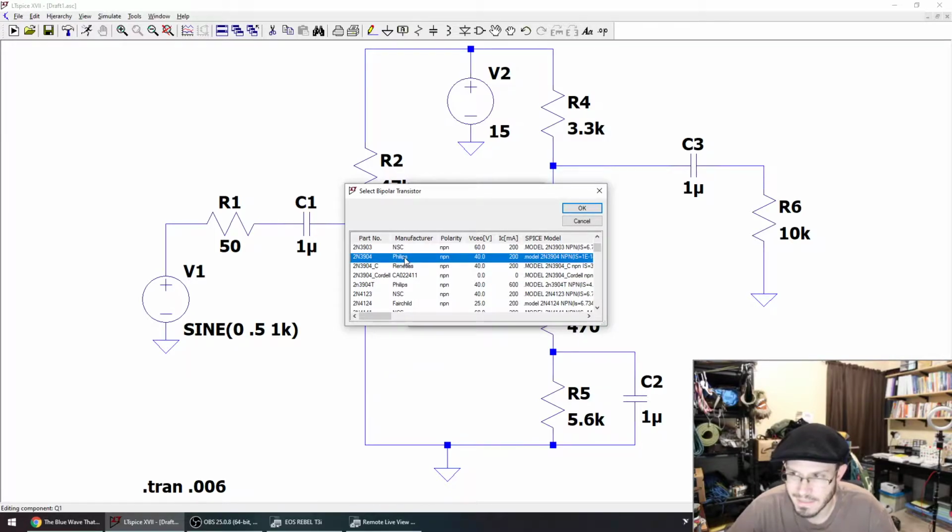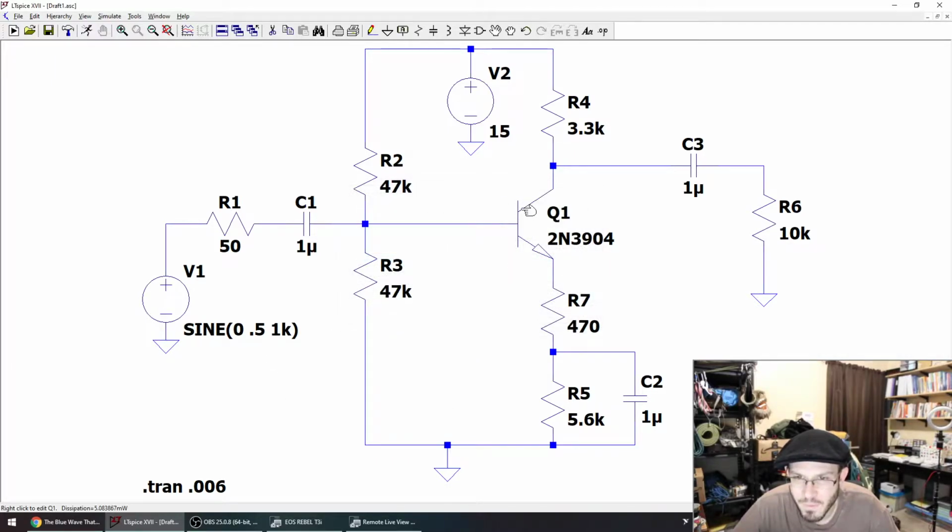Many different companies make this transistor. It's been around with us for quite a while, and it's just kind of the stereotypical NPN transistor that everyone always uses. They're a dime a dozen. Okay, let's hit OK. We set that up. Okay, so now we have a transistor here.